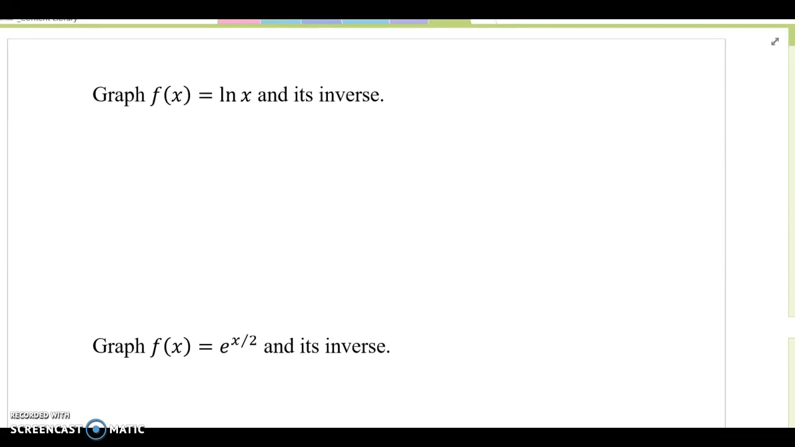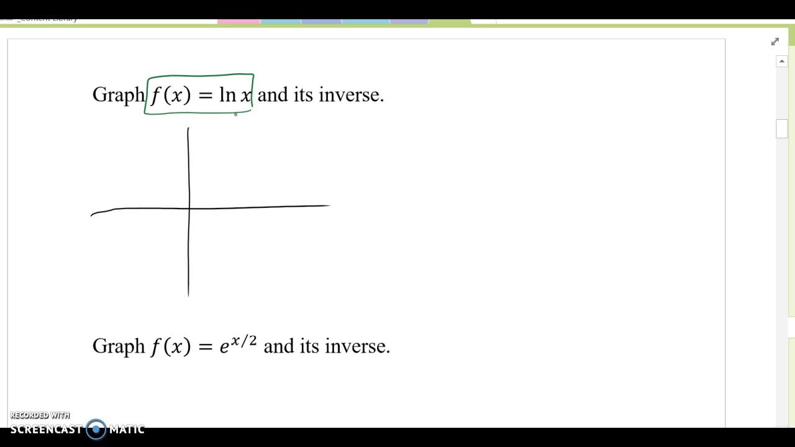We're going to move on to some graphs of functions and their inverses. Just as a quick reminder as to what's going on, we're just going to do rough sketches here. So for example, f of x equals the natural log of x. We'll do that in green. We should be familiar with this.